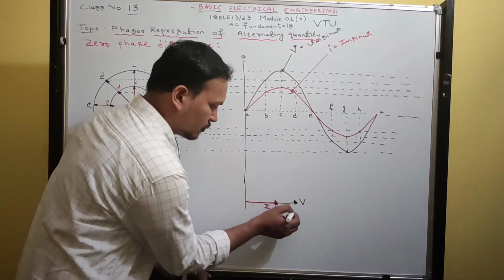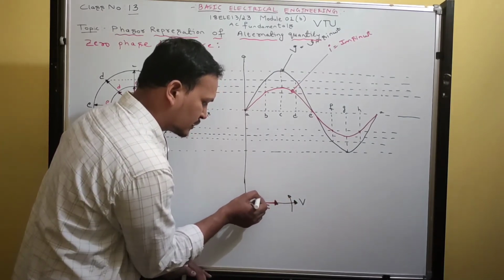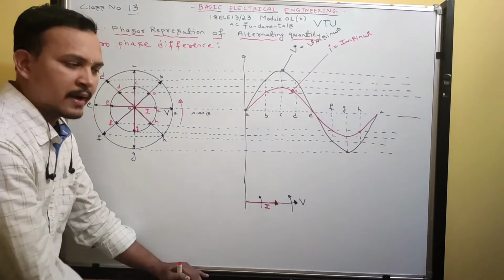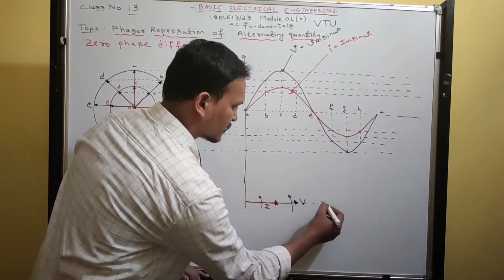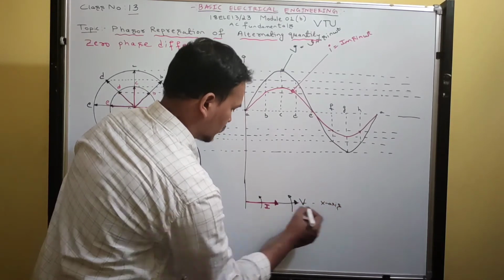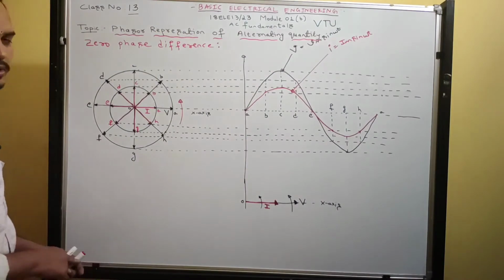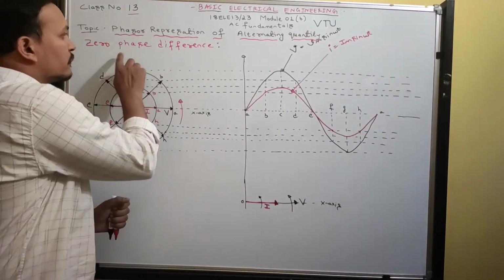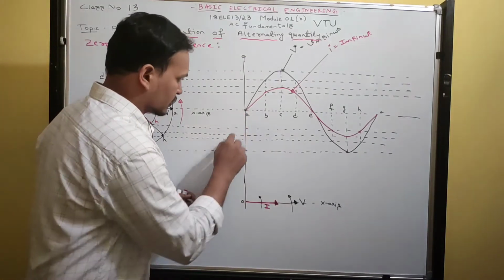What do we have to do? We have to rotate the phasor. Both the current and voltage phasors, we have to rotate in the anti-clockwise direction. This is the reference axis. So this is the waveform and this is the phasor diagram. Understood, guys?